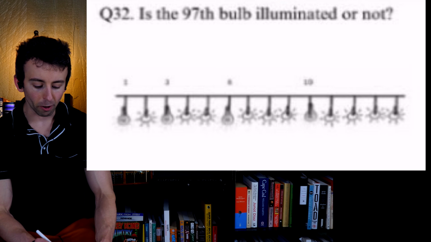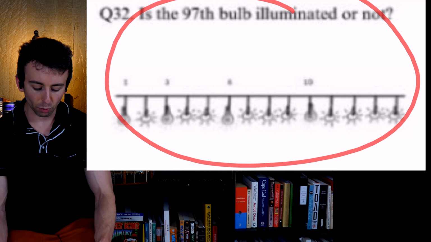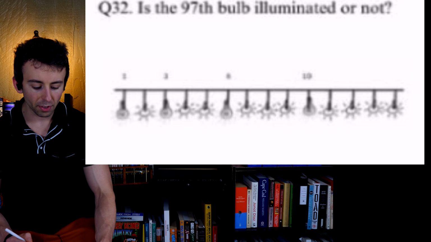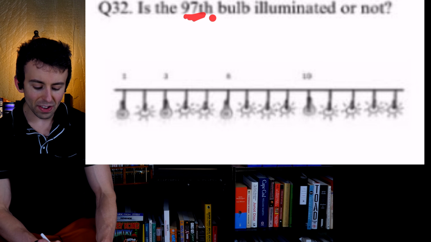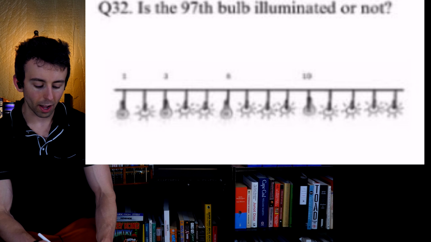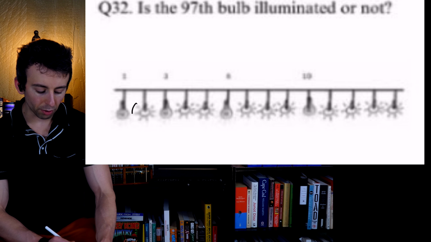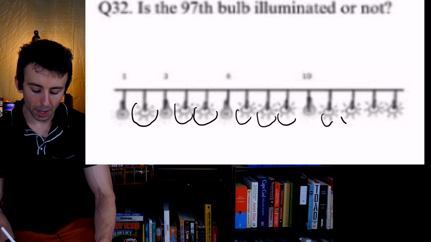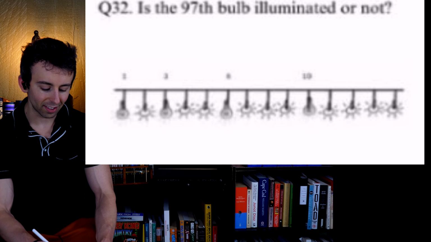Nice little problem. All right, here's the third one with light bulbs. This one is the hardest. We're shown a sequence here of light bulbs, and we're asked if the 97th bulb is illuminated or not. So I'm assuming these ones with the shining minus signs around them are the light bulbs that are illuminated. And it follows a simple pattern that you can probably see here.